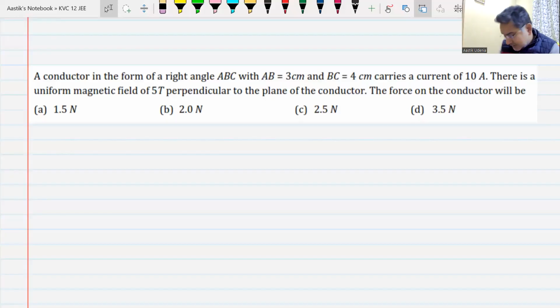Option C is correct. How did you get the answer, beta? IBL, sir. IBL. So the length is 3 centimeter plus 4 centimeter, 7 centimeter, right? No, sir. Then how? 5, sir. How 5, sir? Right angle triangle. Square root of 3 square plus 4 square. But the third side is not there, sir. So how did you do square?